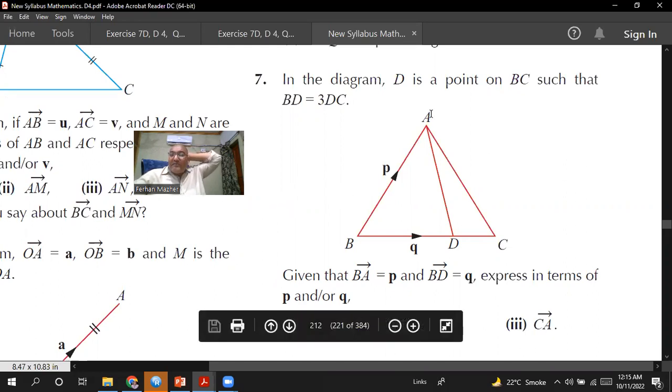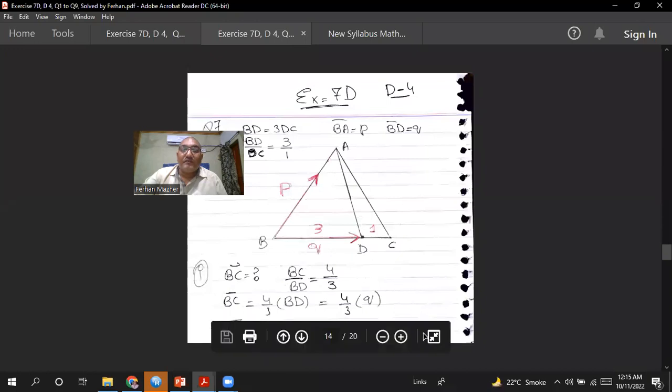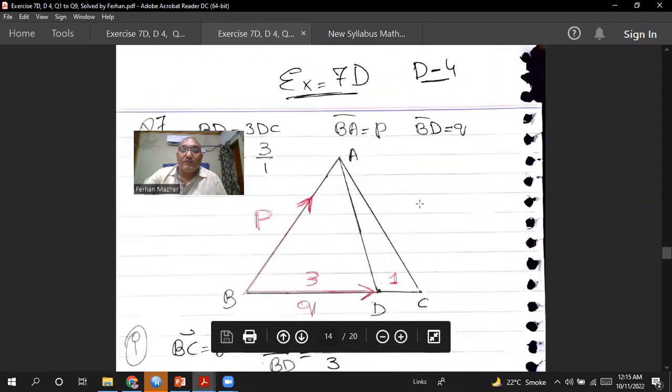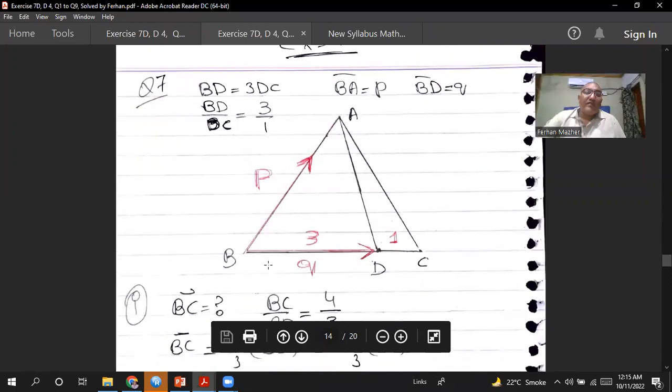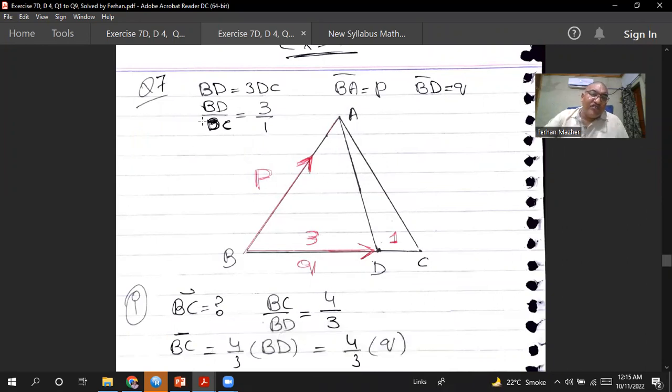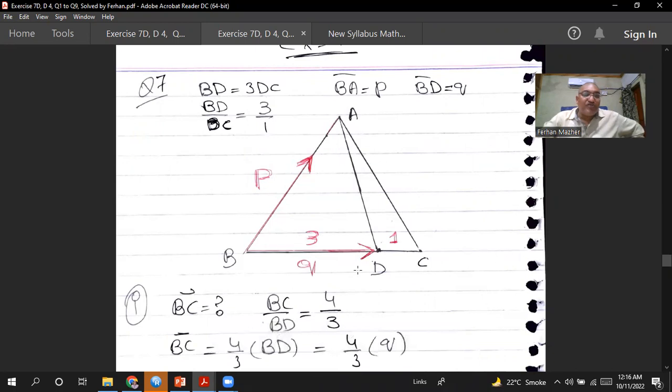Given that B to A is P, and B to D is Q, he says express P and Q in terms of BC. First of all, they want me to find this BC, and I know the ratio. So let me show you. This ratio is given. BD equals 3 DC, so BD by DC is 3 by 1. B to D is 3 portions, D to C is 1 portion, and the total is 4 portions.